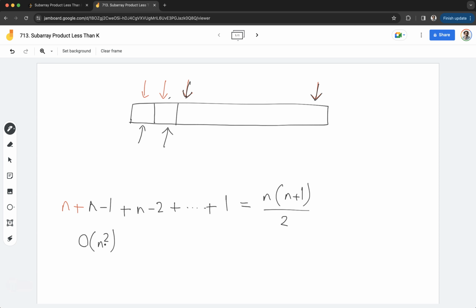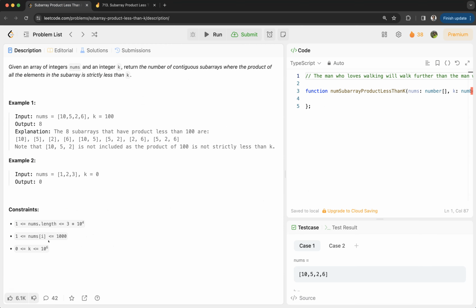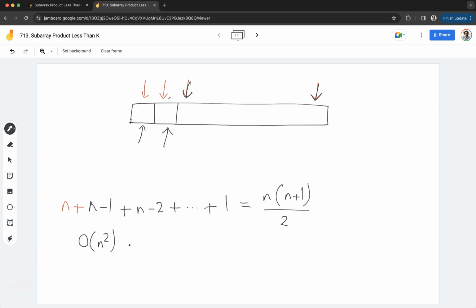And O of n squared is not good for the constraint that we have in this problem, that is 3 times 10 to the 4. If you replace n with that number, it's going to be 3 times 10 to the 4, squared. This is almost 10 to the 9. And as a rule of thumb, whenever this number is close to 10 to the 9, that is probably not a good idea. You should look for a better algorithm.